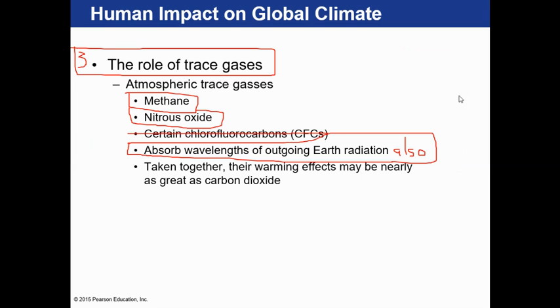There are a few other gases that also have a role here. The main one we'll be studying, though, is carbon dioxide. Although if you're interested in studying some of these other gases and how they relate to climate change, you can certainly use those as topics.